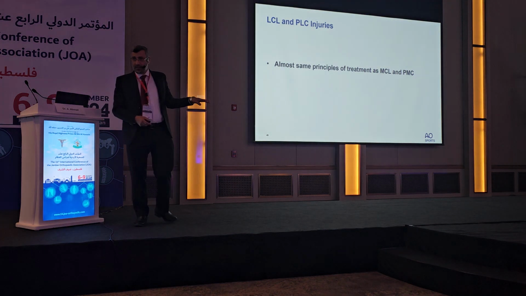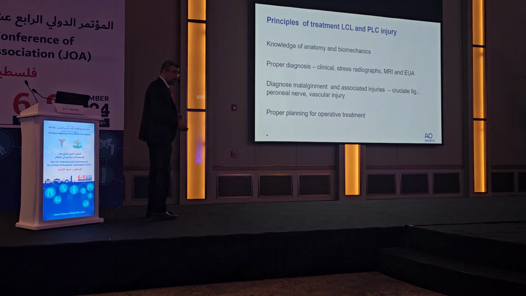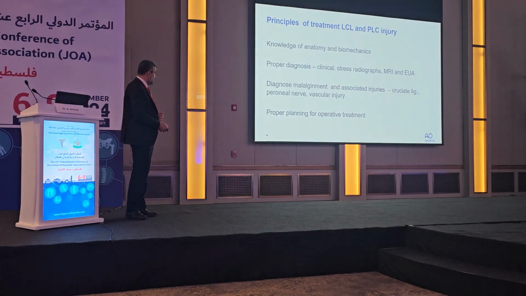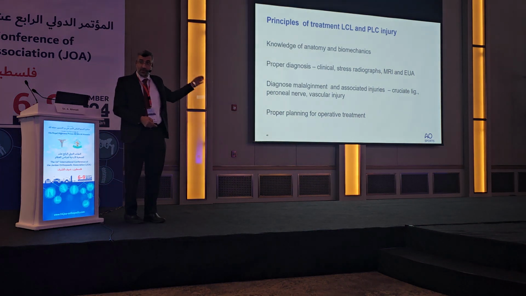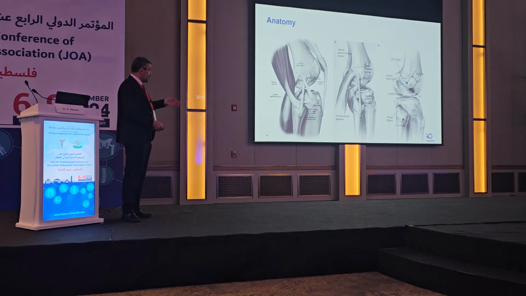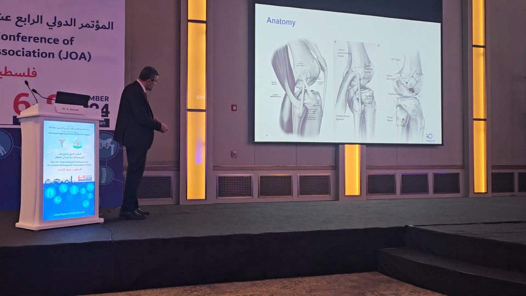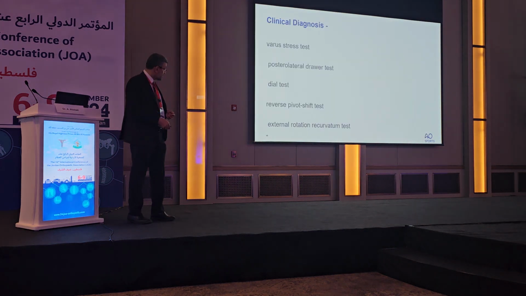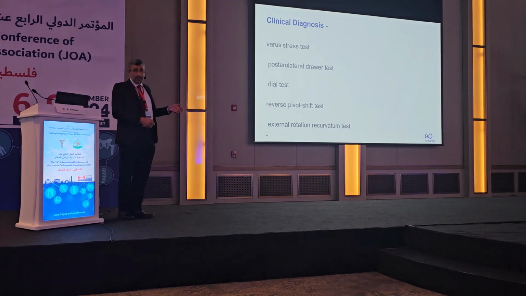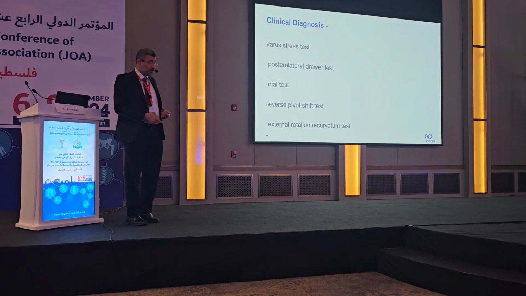The principles are almost the same as here: knowledge, anatomy, proper diagnosis, stress test, MUA, diagnose malalignment and associated injuries, which is very common in the posterolateral corner, and do a proper preoperative plan. Again, this is complex anatomy, and here we have the femoral attachment. This is the fibular collateral ligament, the oblique, and we also have the ALL. It's not part of the posterolateral corner. Now, clinical tests: you should know all these tests, how to do each test, and the meaning and result of each test.